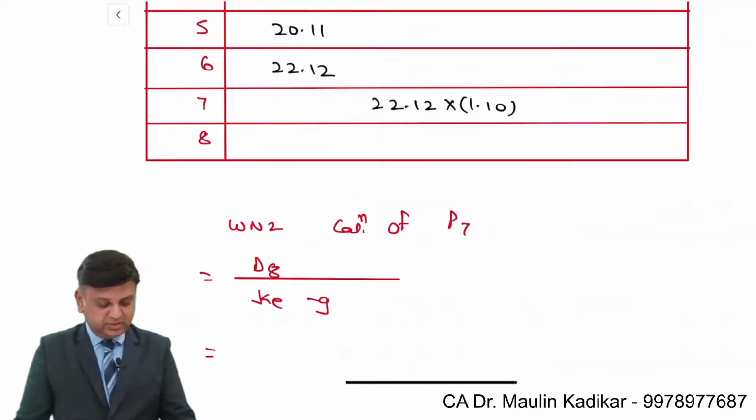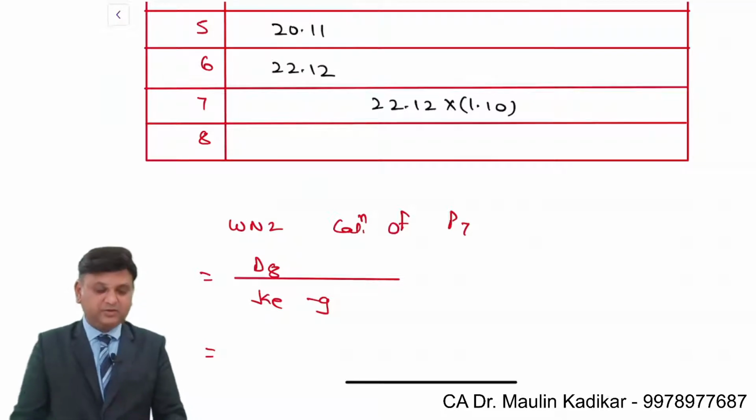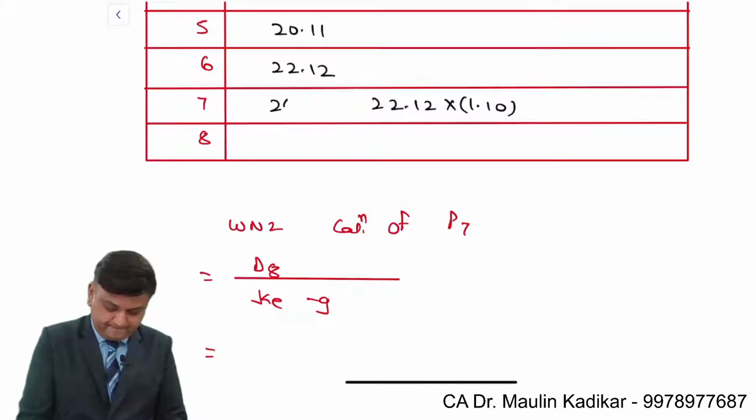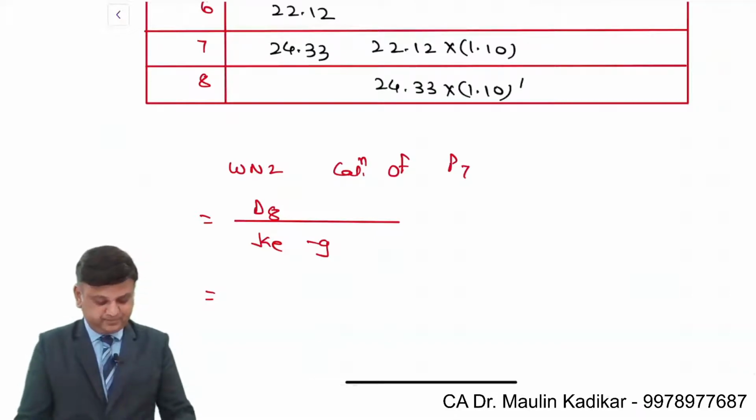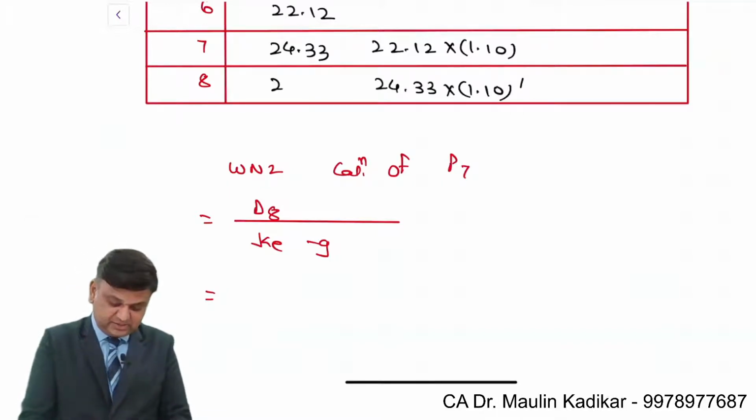So we understand that's over here. 22.12 into 1.10. Write down the answer along with me: 24.33. Then 24.33 into 1.10 once again, so 24.33 into 1.10 gives 26.76.